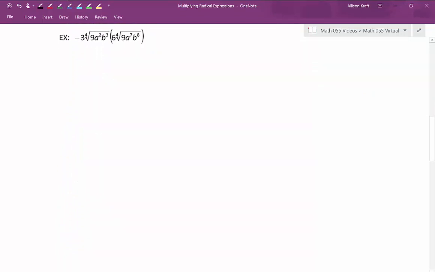Next, let's multiply -3 times the fourth root of 9a squared b to the third times 6 times the fourth root of 9a to the seventh b to the eighth. Now those are indices. That's an index of 4 there. Those are not exponents. So I'm going to multiply the numbers that are outside the radical together and leave it outside. -3 times 6. It's -18.